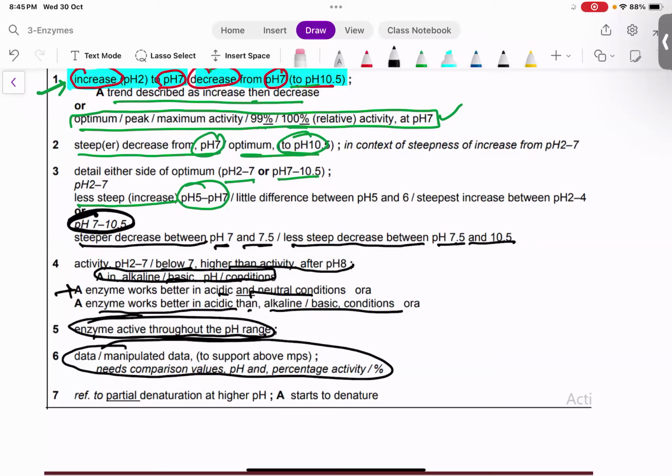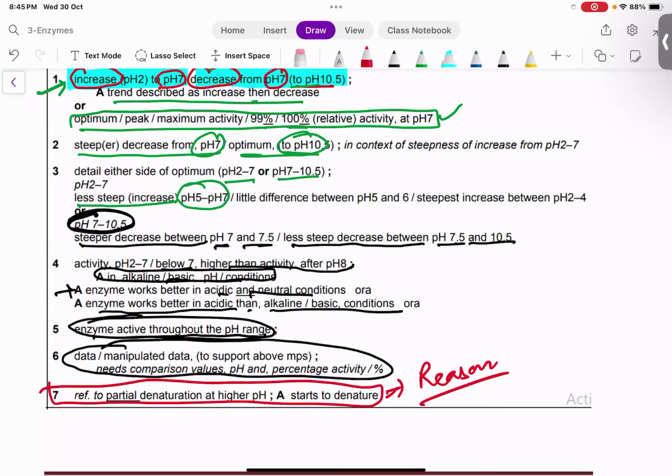So this point is not actually needed. This is an additional point in a mark scheme. As this question is about describing, and this gives us a reason, this should be included when we write answers to explain the effect of pH. So we don't need to give this point, and probably that will not be accepted in the questions now.